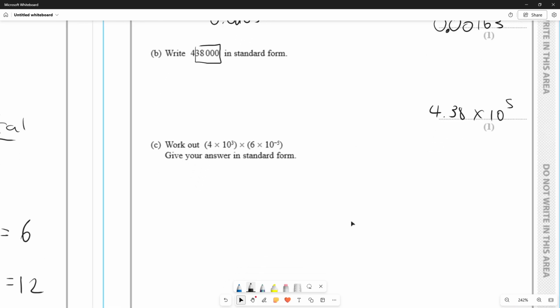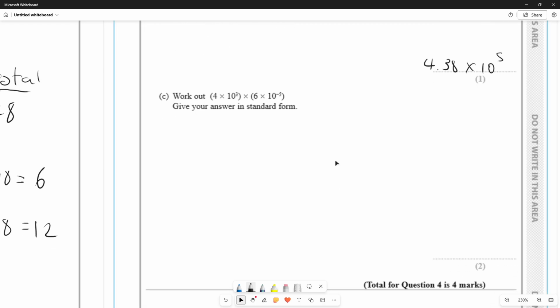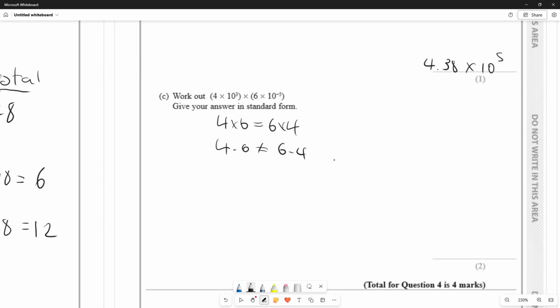Next, work out 4 times 10 cubed times 6 times 10 to the -5. Now, you may not have been taught this in primary school, but multiplication is commutative. What this means is we can swap around the numbers and we'd still get the same answer. So 4 times 6 is equal to 6 times 4. That makes sense. But 4 minus 6 is not equal to 6 minus 4. Subtraction doesn't work like that, but multiplication does.